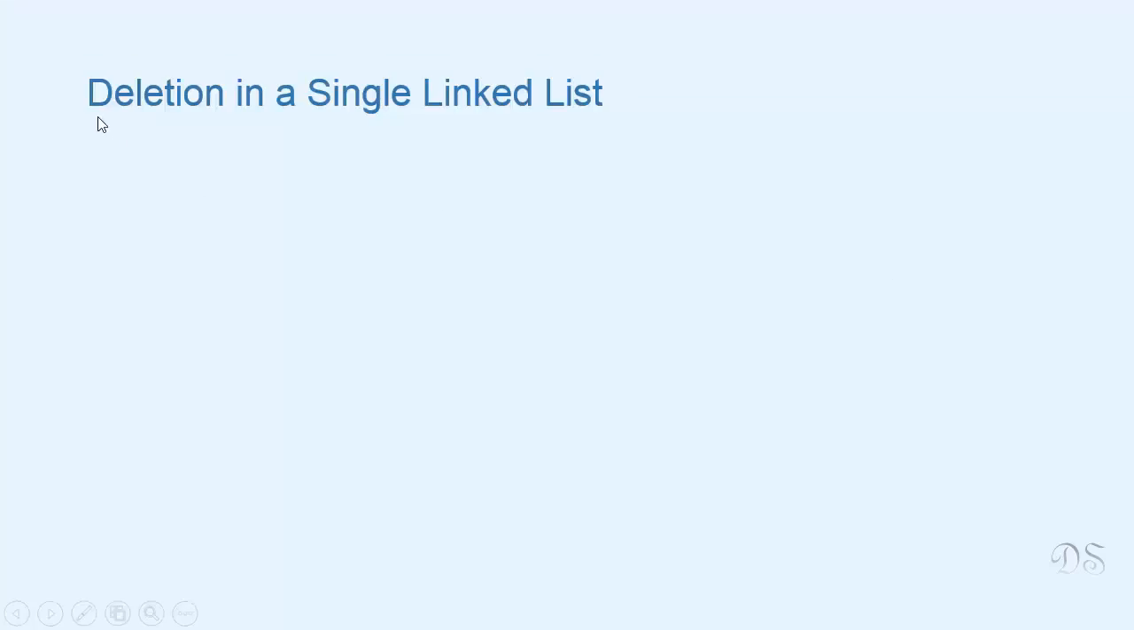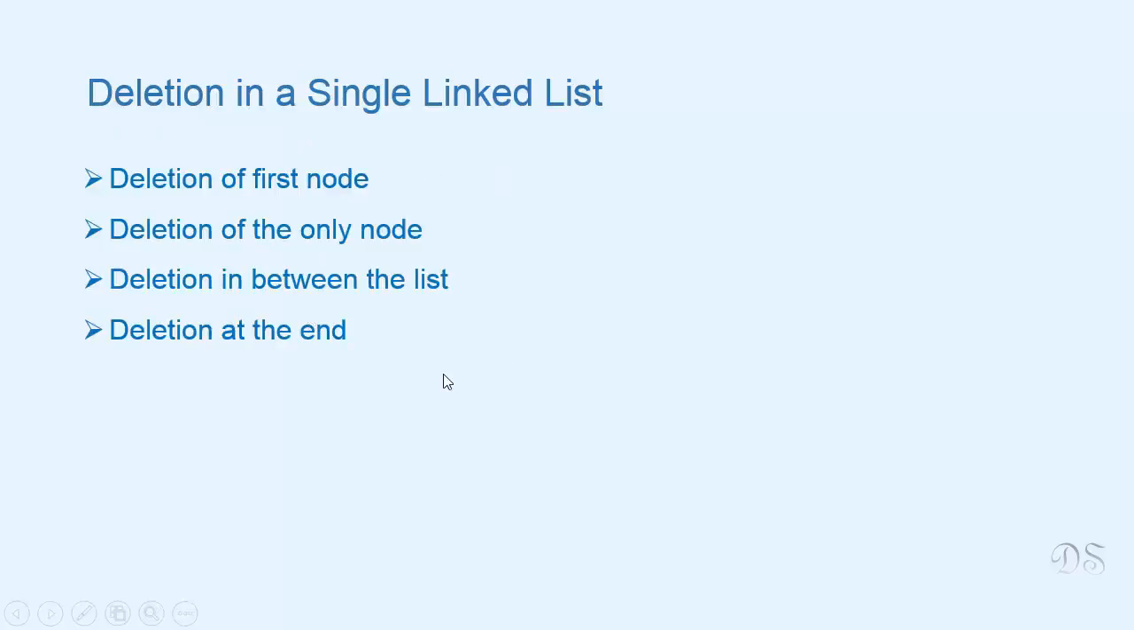In this video, we'll see how to delete a node from a single linked list. These are the different cases that we'll see. Deletion of first node, deletion of the only node, deletion in between the list, and deletion at the end.